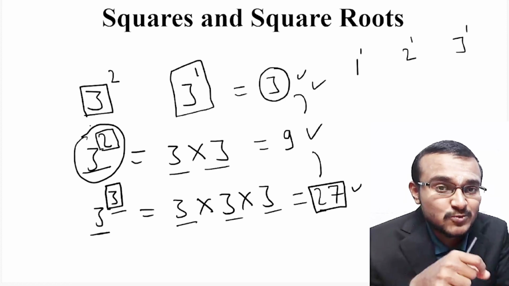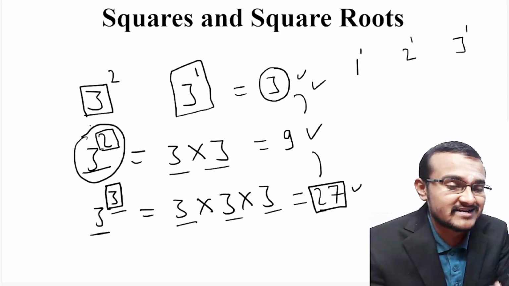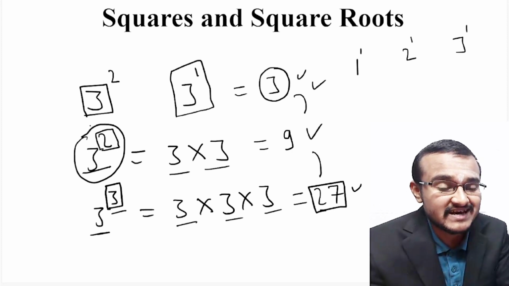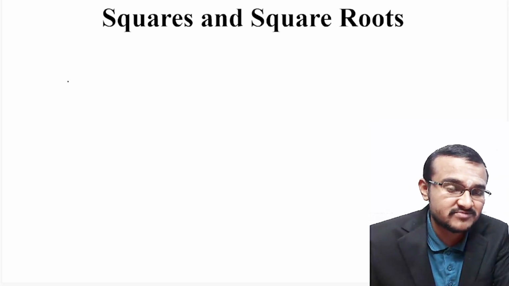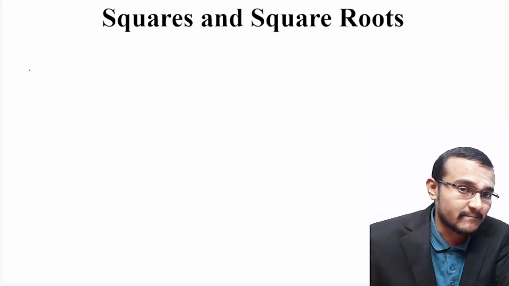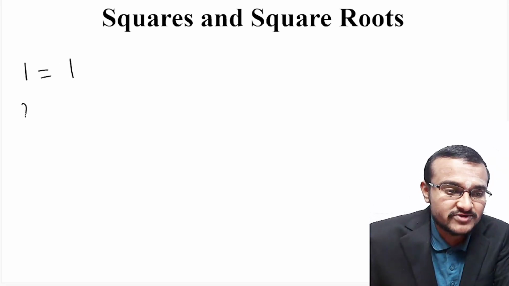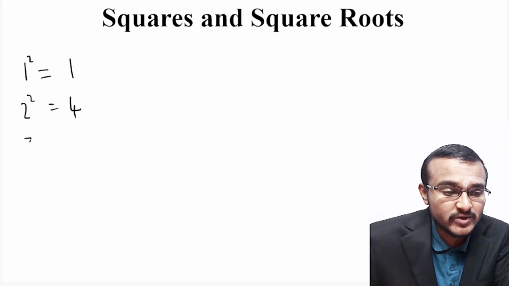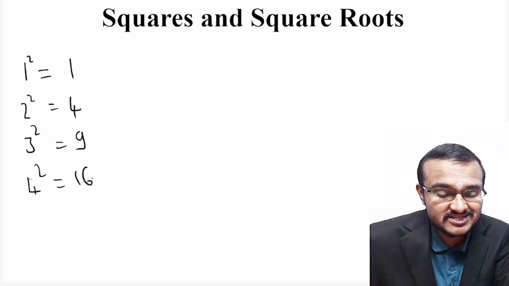Based on squares, there are some properties connected to them. So let us go on discussing the properties of squares. Coming to one particular property: whenever you take the square of any number, let's say 1, the square of 1 will be 1. The square of 2 will be 4. The square of 3 will be 9. The square of 4 will be 16.